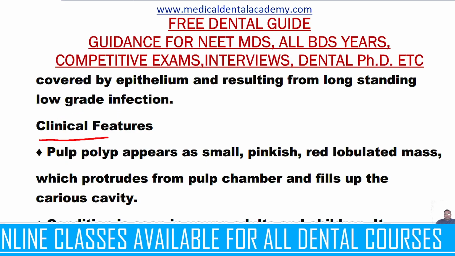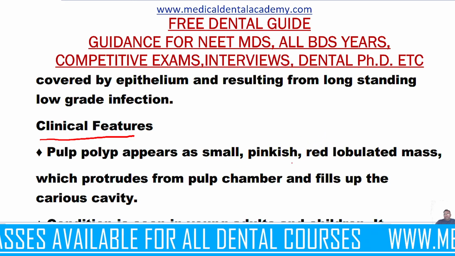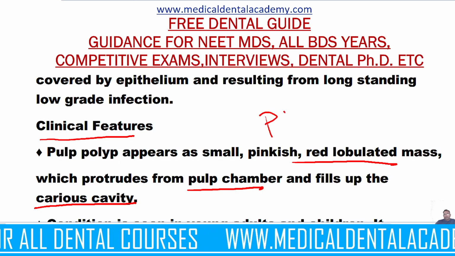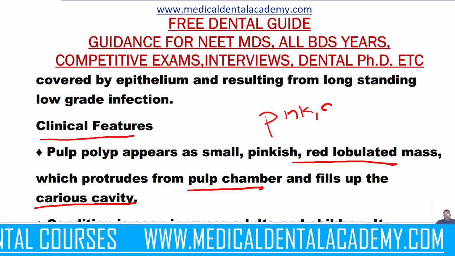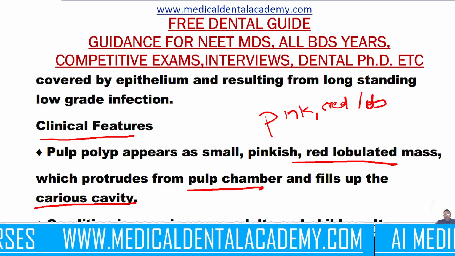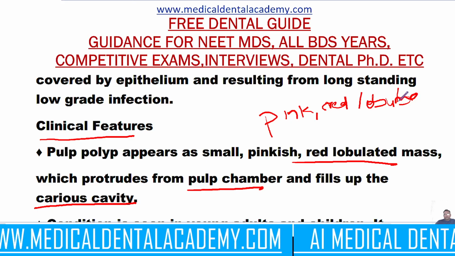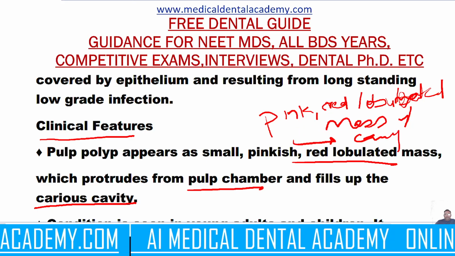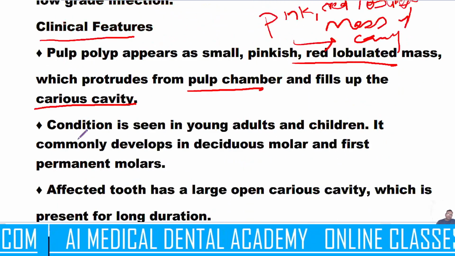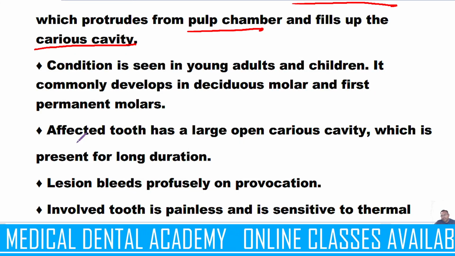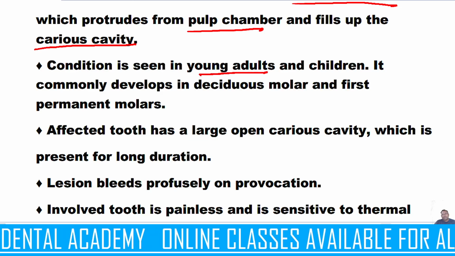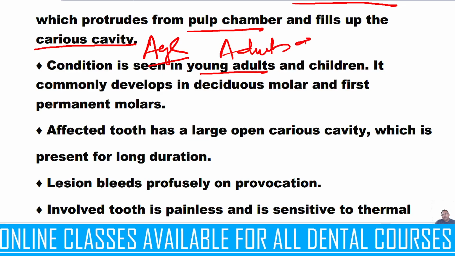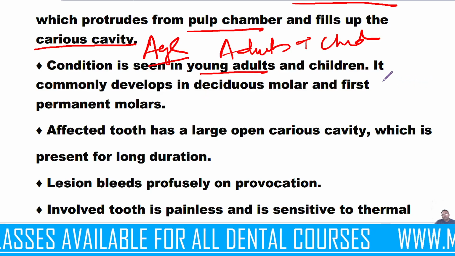So clinical features. Pulp or gingiva will be there in the cavity. In the cavity of the tooth, there will be a pink, red or lobulated mass. In the carious cavity, there will be a pink or red mass. Okay, you will think that gum has grown inside the tooth. Now, they will be seen in young adults. So here you have to just write age: adults and children.